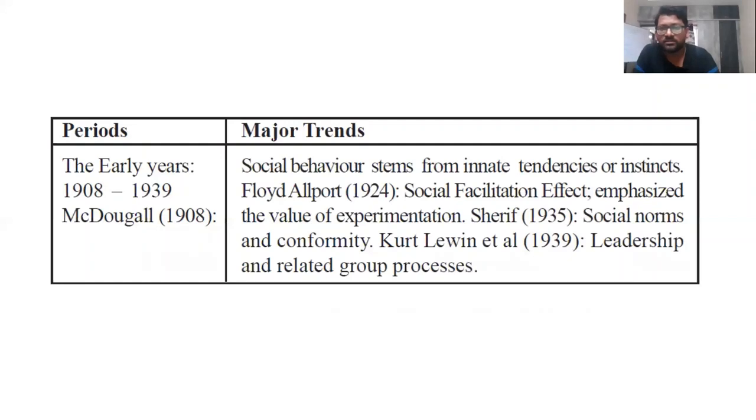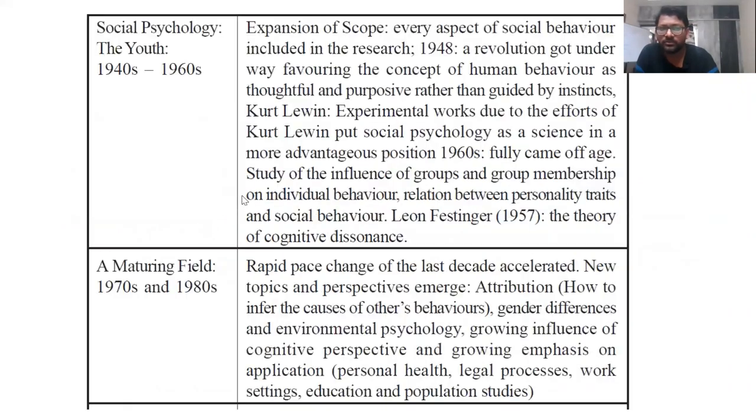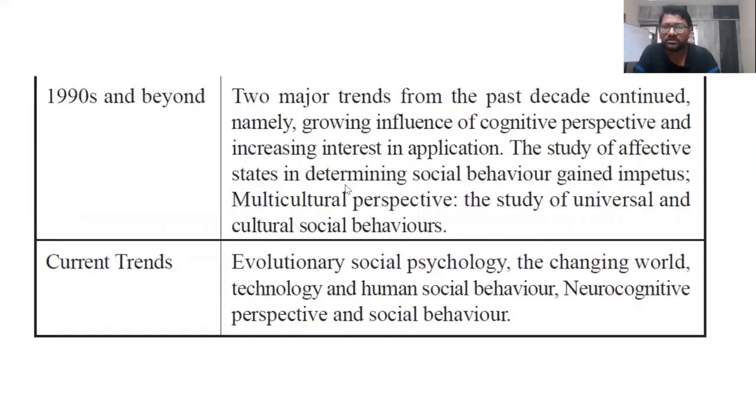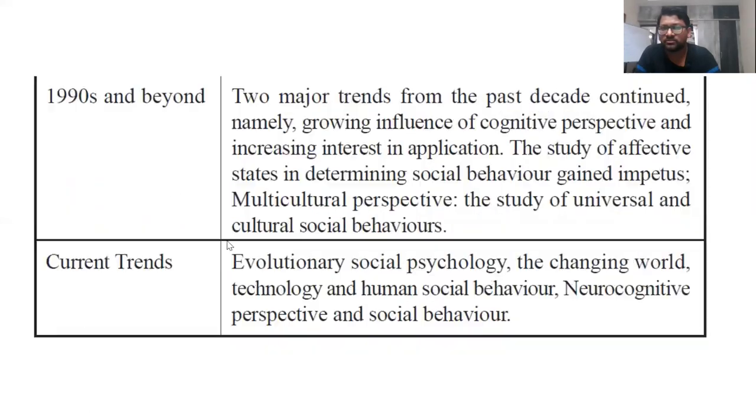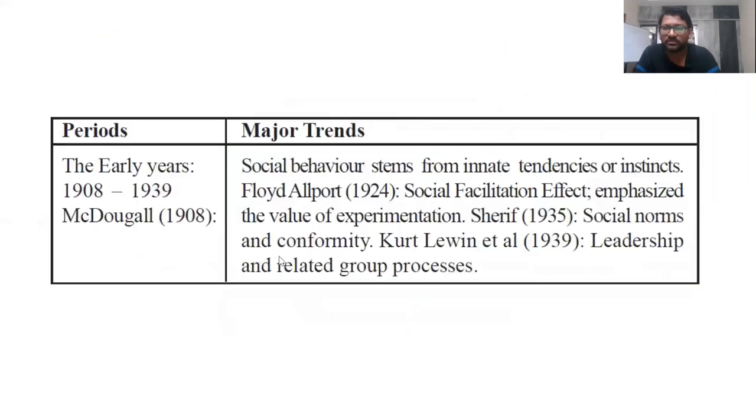These are the major trends that happened in the periods: early years, McDougall's, the youth and maturing field. And these are the current trends. What we follow currently is evolutionary social psychology, where we believe in the changing world, technology and human social behavior, and the neurocognitive perspective and social behavior. Here I put forth the early theories to current trends clearly. You can pause the video and have a look at it.